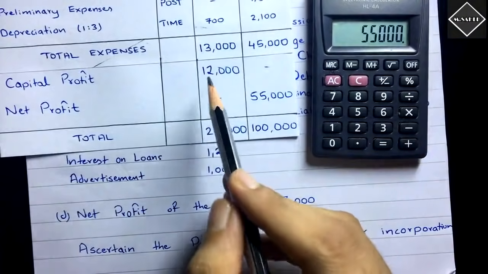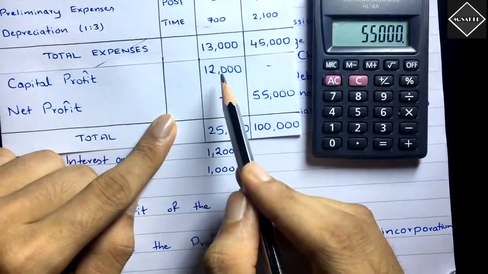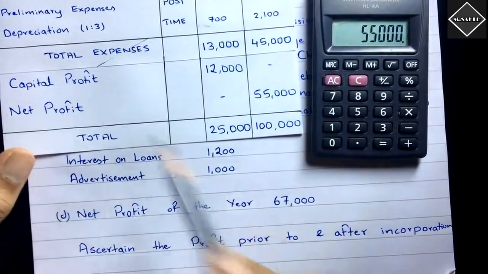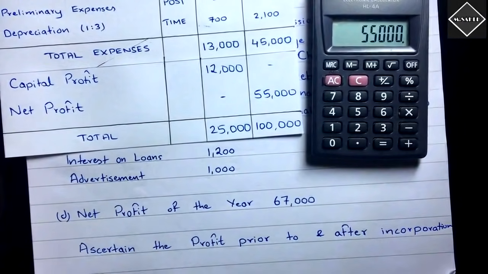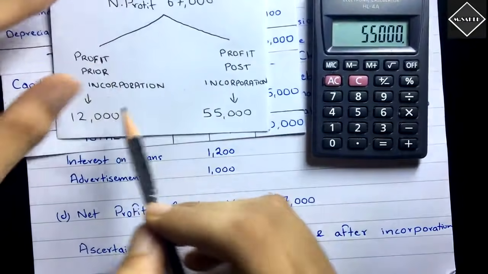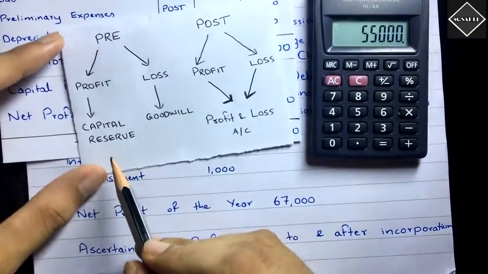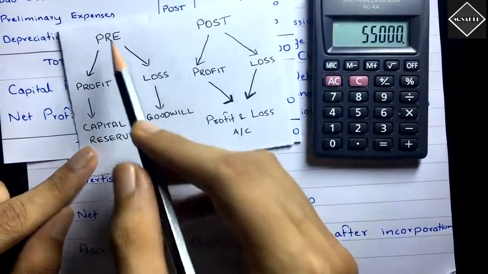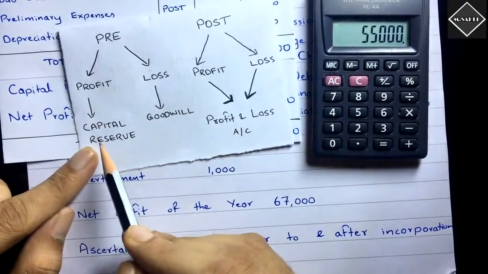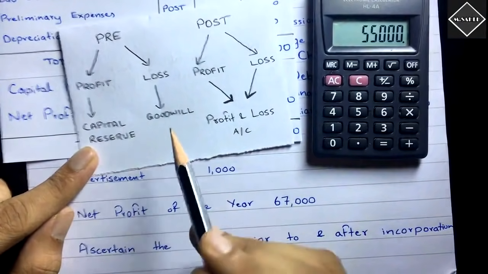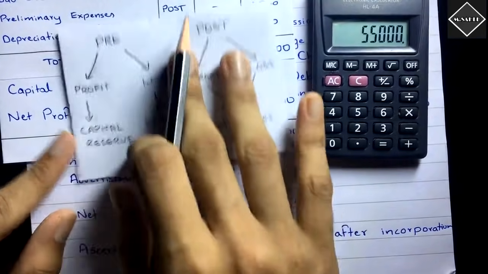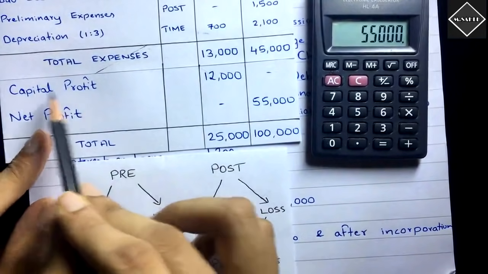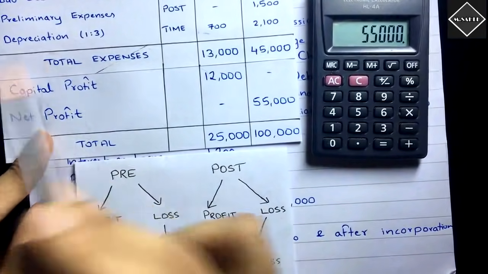So now the profit prior to incorporation is called capital profit. It will be transferred to where? It will be transferred to the capital reserve. The profit prior to incorporation will be transferred to capital reserve. If there is a loss, it will be transferred to goodwill. Okay, that is why I have written over here capital profit. Capital profit will be transferred to capital reserve.